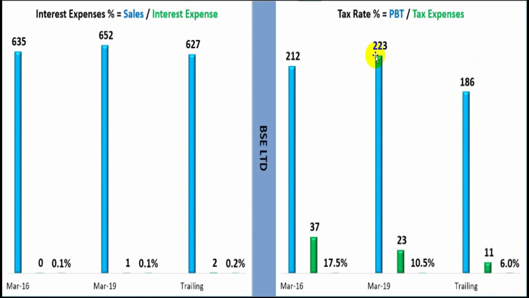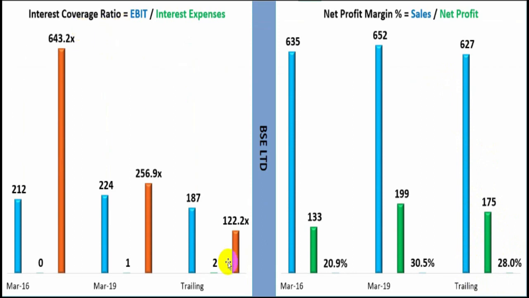We can see that the PBT has fallen from 223 crores in March 19 to 186 crores in the recent 12 months. This needs to be investigated as to why the company has paid just 6% as tax against its PBT. Interest coverage ratio would be very high as the finance cost is very low against the EBIT it is earning. Net profit margin stood at around 28% in the recent 12 months and has been above 20% throughout the years. On a total sales of 627 crores, the company has earned 175.